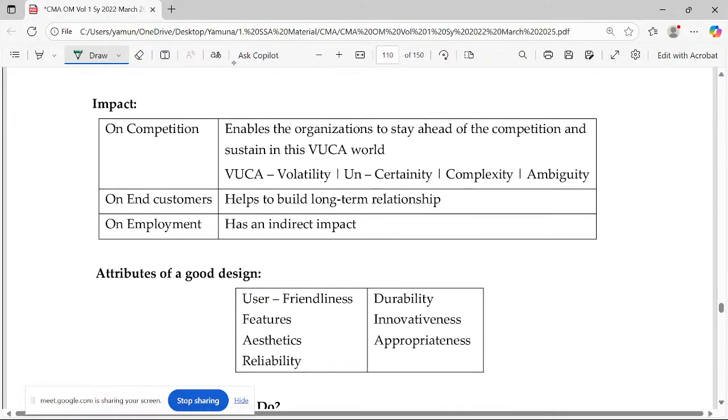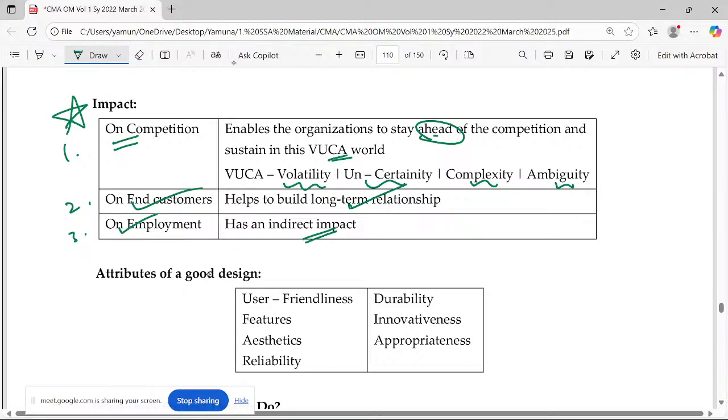Let me turn over. It has a very big impact: one is on competition, one is on end users, and one is on employment also. When I go for the third one, employment, it might not have a direct impact, but it has an indirect impact, because if you're booming in your industry, then definitely that is going to be helpful for the employees over there. When you go for the competition side, it enables you to stay ahead in the competition and sustain in this VUCA world, which means the nature of the world is volatile, uncertain, complex and ambiguous. And with end users, yes, we can have a long-term relationship with them.